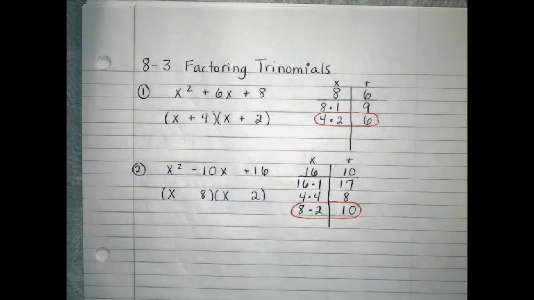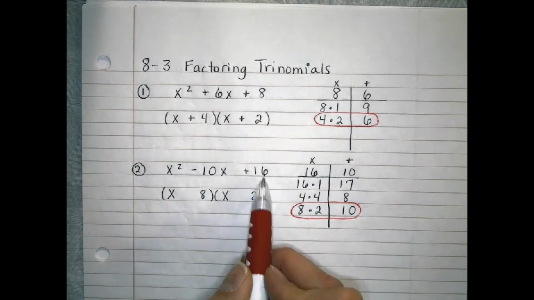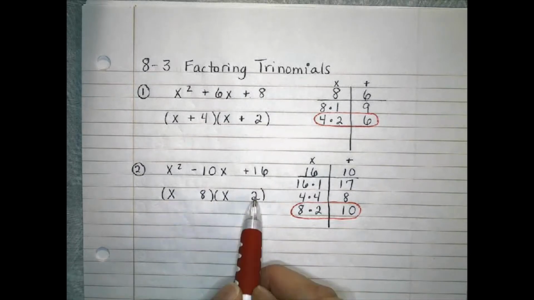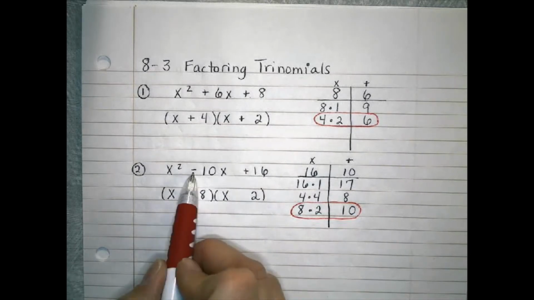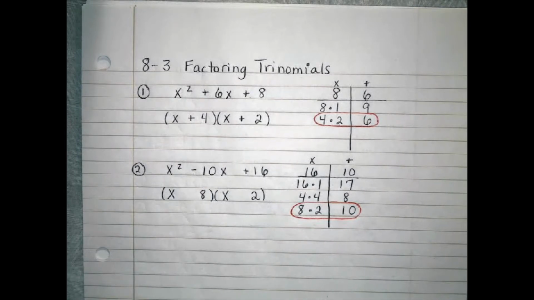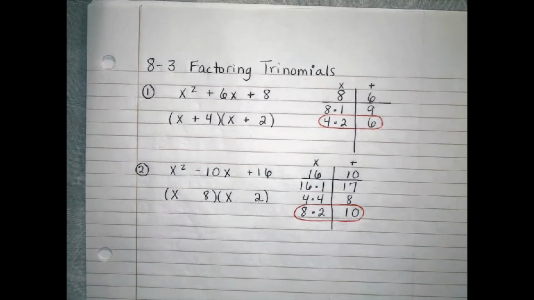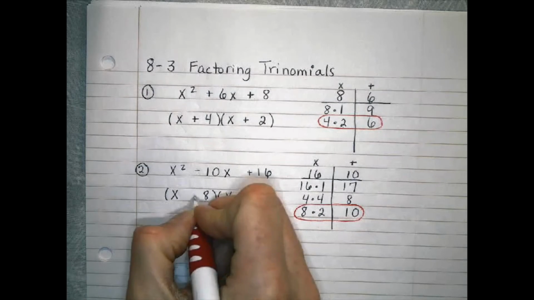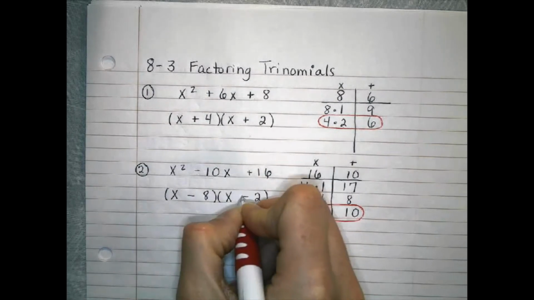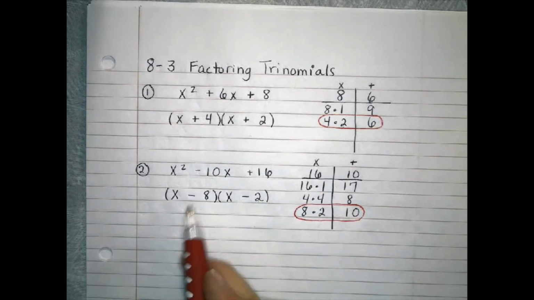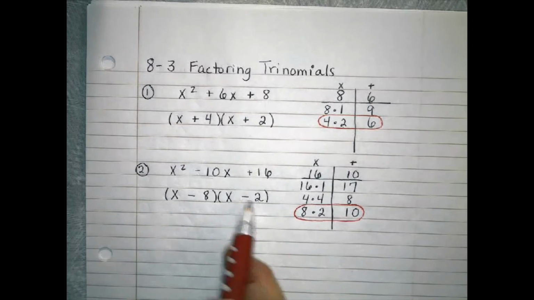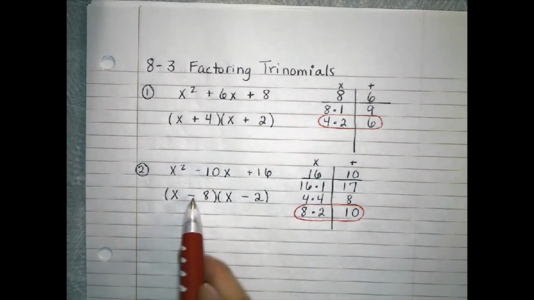But I have to be cautious. Positive 8 times positive 2 does give me a positive 16. However, if I add 8 and 2, and they're both positive, I would get a positive 10, whereas I am looking for a negative 10. So in this particular case, I want to use negative 8 and negative 2. Negative 8 plus negative 2 gives me negative 10, and a negative times a negative is still a positive.